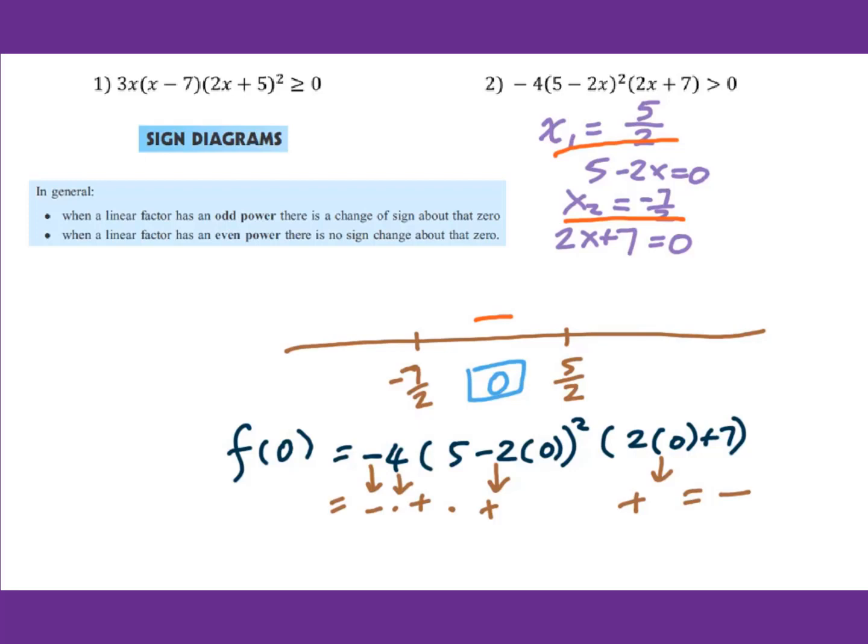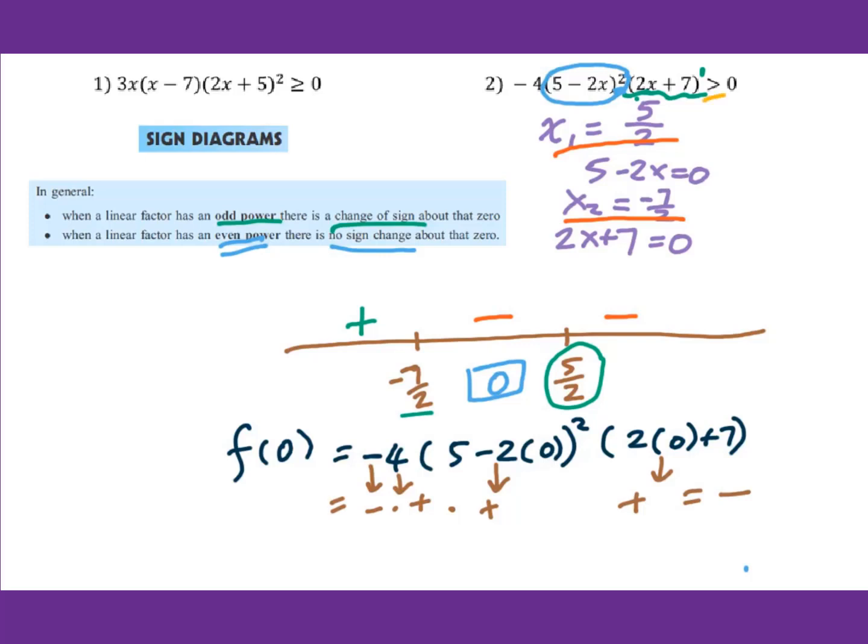Then we need to check each root. For this negative 7 over 2, we got it from this factor. That's an odd power because this is to the first power. We need to change the sign. So negative for this side, and then positive for this side. Then check 5 over 2 now. For the 5 over 2, we got it from this factor. The exponent is 2. For an even power, there's no sign change, which means this is still negative.